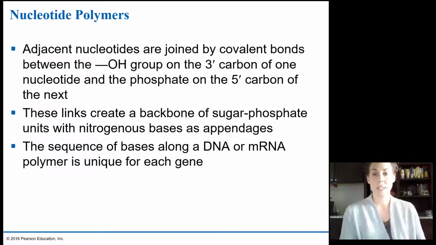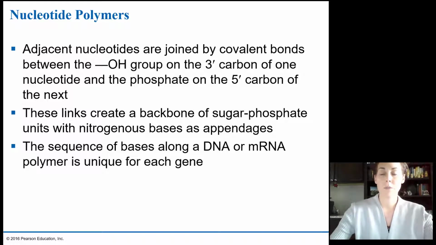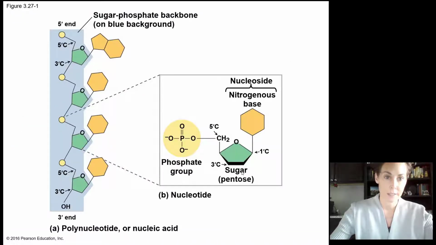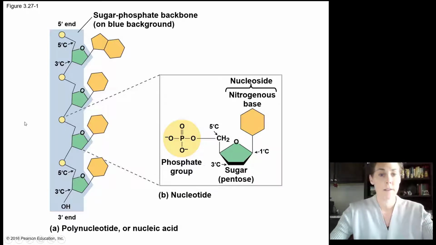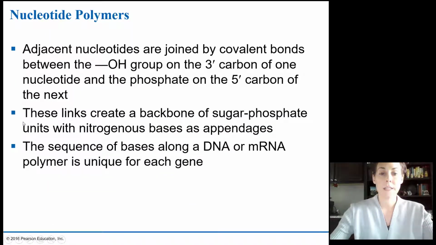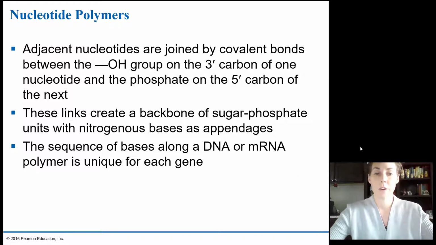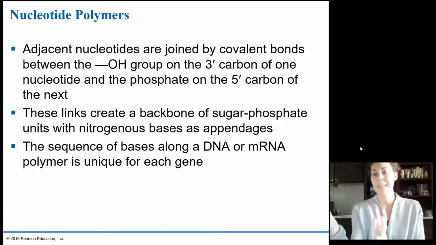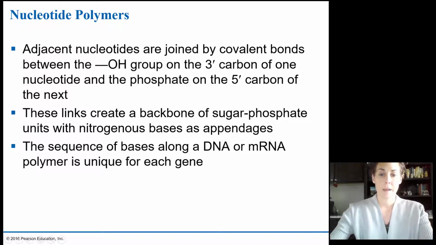Okay, so adjacent nucleotides are joined by covalent bonds on the 3' carbon of one nucleotide and the phosphate of the next. So the phosphate of one and then the 3' carbon of this one. So the phosphate and the carbon hold hands. And those links together will form the backbone of that sugar phosphate unit with those nitrogenous bases sticking out as little hands. And then the sequence along the DNA or messenger RNA is unique for each individual gene.